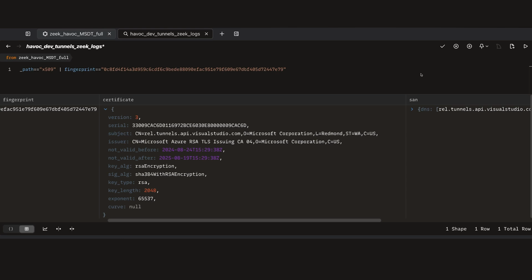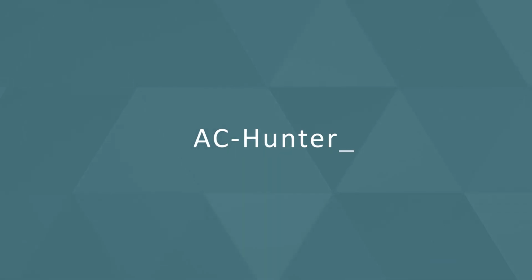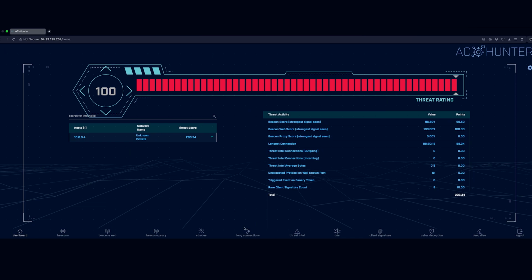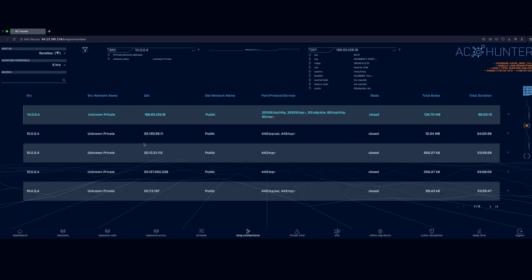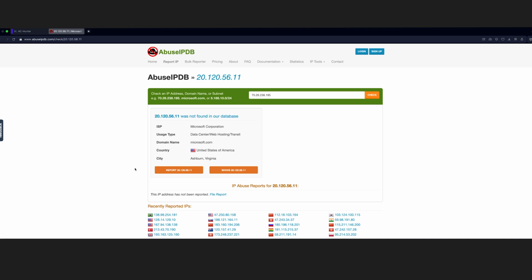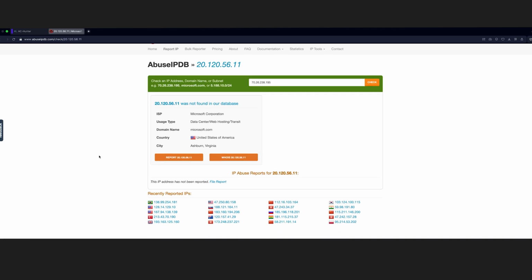Since we know both the IP as well as the fact that this connection was persistent, we can easily find the connection of interest in AC Hunter's long connection module. AC Hunter also confirms that the ASN is 8075 and that this indeed appears to be a legitimate Microsoft server. AC Hunter also provides a convenient way to select among a number of external reputation checks. We then reviewed the IP in AbuseIPDB, which all but confirmed that this is indeed a legitimate Microsoft server.